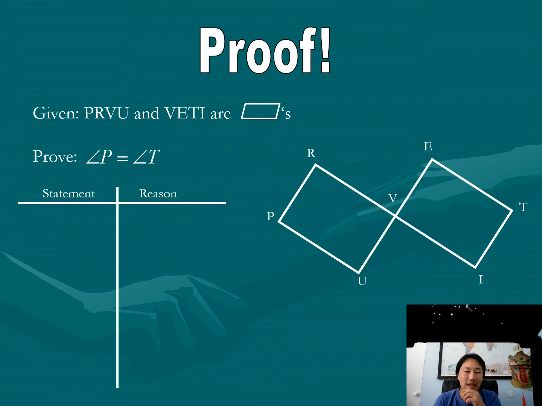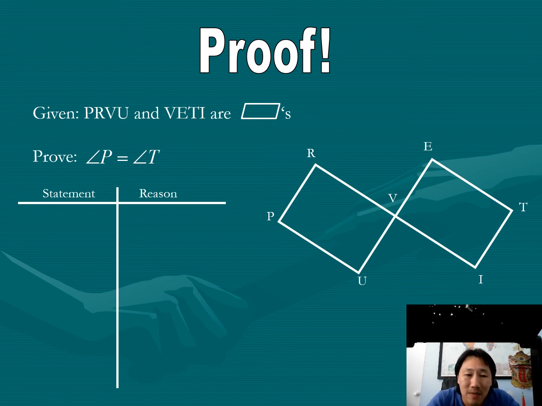All right, so this is our last slide. It's a proof. I know you guys are not big fans of proofs, but we're going to have to continue to do them so that you get a little bit more comfortable with working with them. Let's see. It says the given PRVU and VETI are parallelograms. All right, so that means that those two shapes that you see up there have all the rules applied to them now because they are parallelograms.